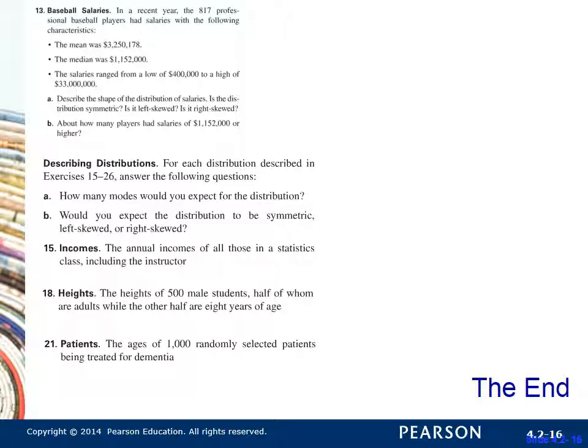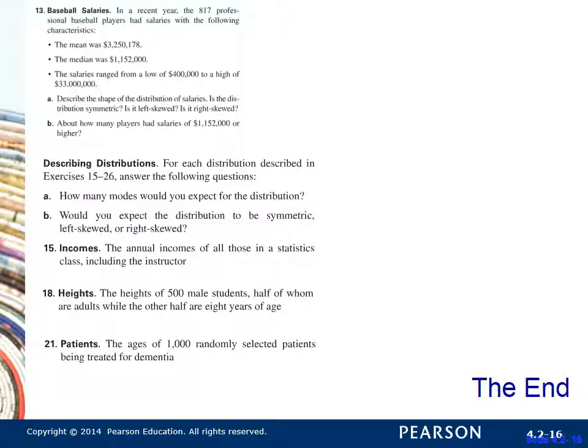And let's see, part B, about how many players had salaries of 1,152,000 or higher. Because it's about half of 817, it'd be about 409. Now I know it's half because it's the median. If they tell me my median, I know that's my middle number, so half are above and half are below. Since there were 817 professional players, half of that is about 409.